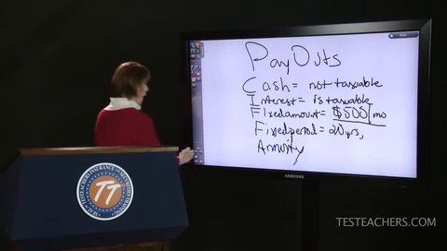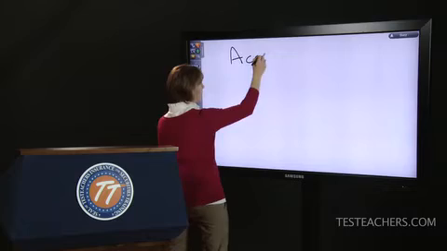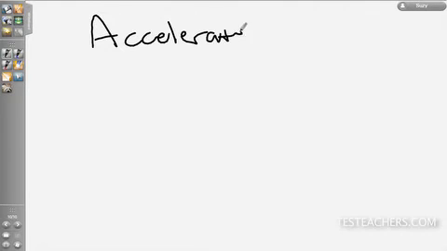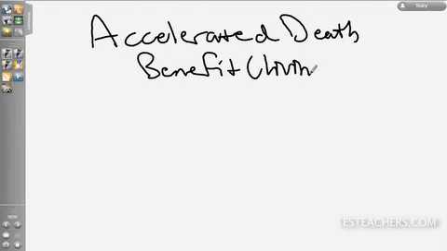Accelerated death benefits are also known as the living benefits rider. So life insurance policies have built into them this accelerated death benefit. Living benefits rider.